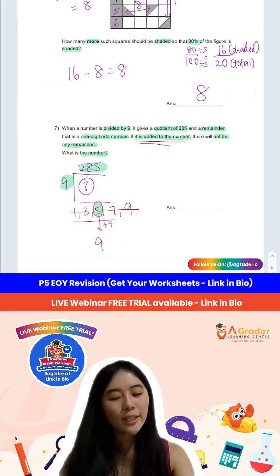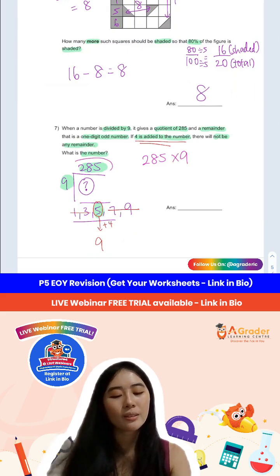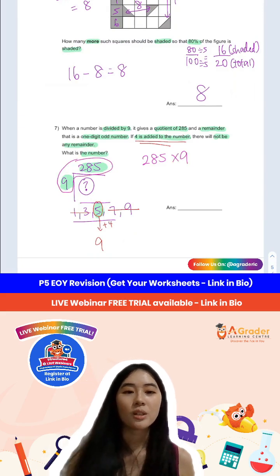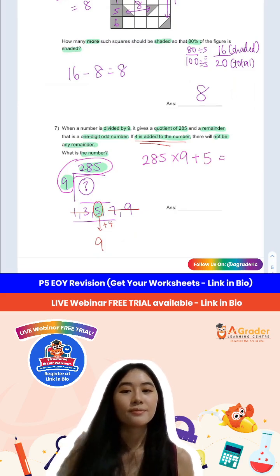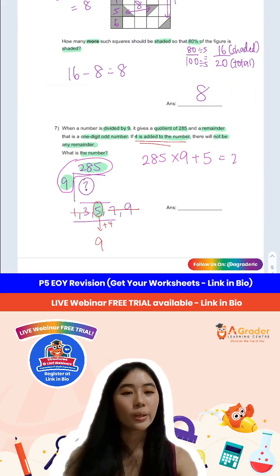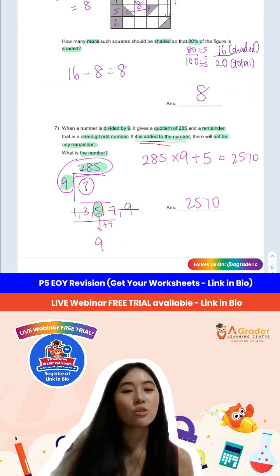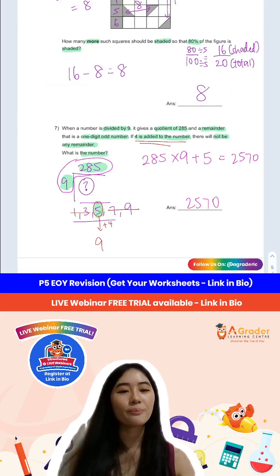Okay, so your working here should be to use 285 times 9. After you times 9, then you have to add the remainder, which is 5. So after you calculate this, you will get the answer 2570. So yes, WL, that's correct. Good job.